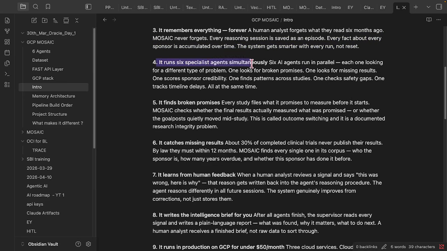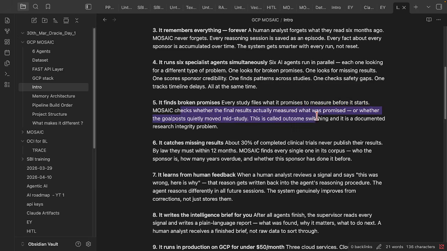We're going to have a multi-agent system. If you look closely, we're going to have 6 specialist agents that are going to run in parallel, not even in series. So again, this is enterprise level. Each one of them is going to look out for a different type of problem. One is going to look for broken promises. What are broken promises? Every research that happens in the world, in this case with respect to pharma research, they promise something, right? They promise some final results, they promise something.